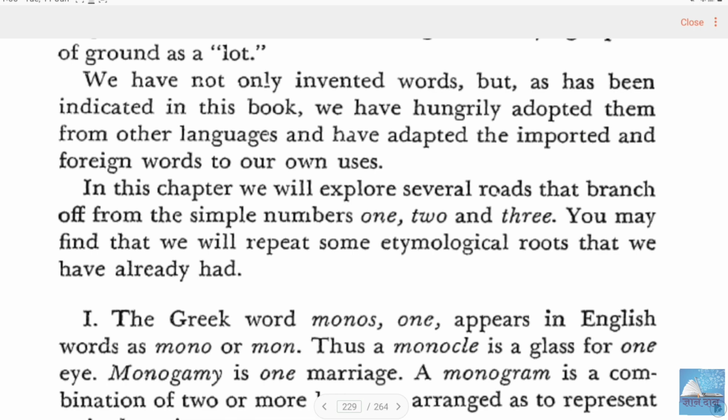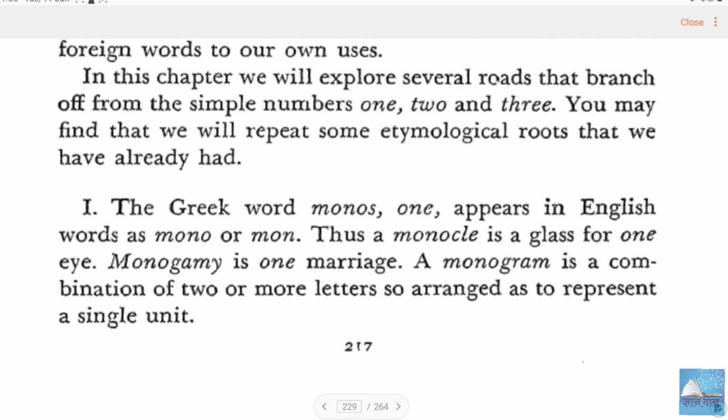In this chapter, we will explore several roads that branch off from simple numbers 1, 2, and 3. You may find that we will repeat some etymological roots that we have already had. Number 1. The Greek word monos, one, appears in English words as mono or mon. Thus, monocle is a glass for one eye. Monogamy is one marriage. Monogram is a combination of two or more letters so arranged as to represent a single unit.